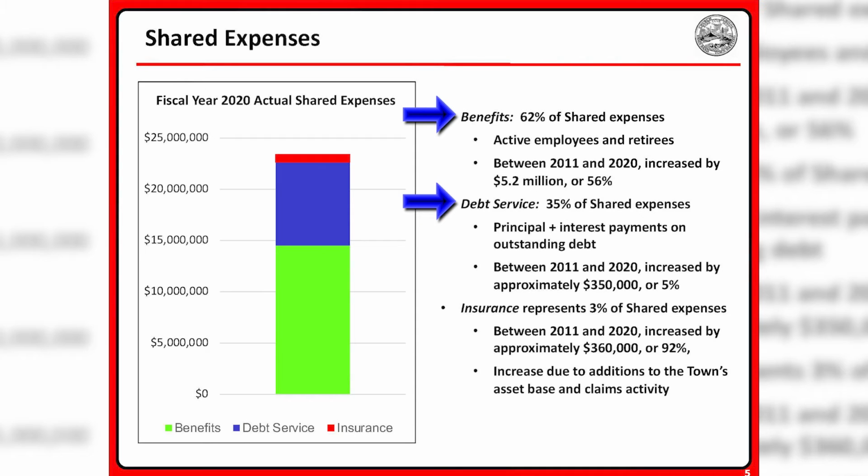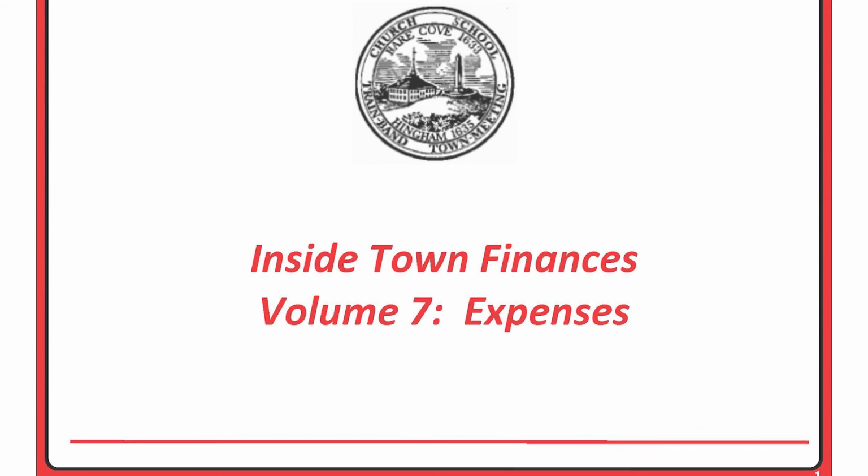Debt service, which is interest and principal payments on outstanding debt, represents 35% of shared expenses. Between 2011 and 2020, debt service expense increased by approximately 5%. The last category, insurance, represents about 3% of shared expenses. Between 2011 and 2020, insurance expense increased by approximately 92% due to additions to the town's asset base and insurance claims activity. That's a quick overview of town expenses.